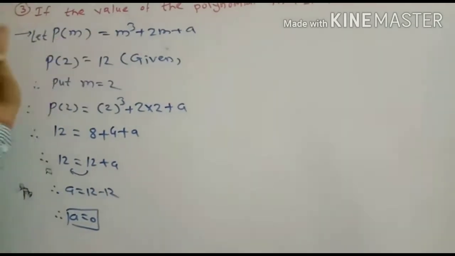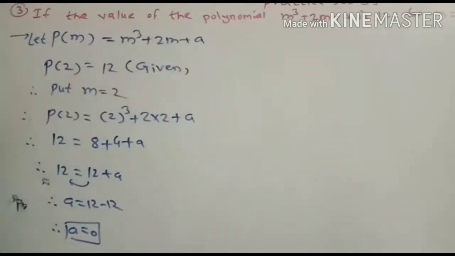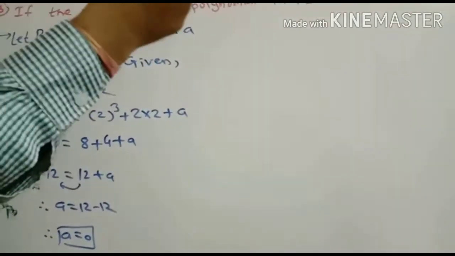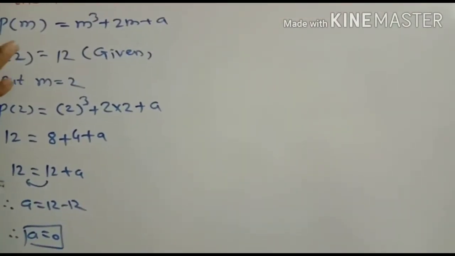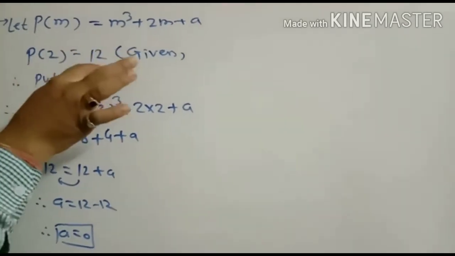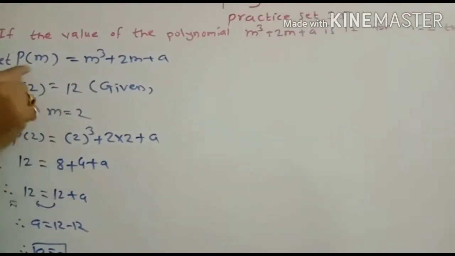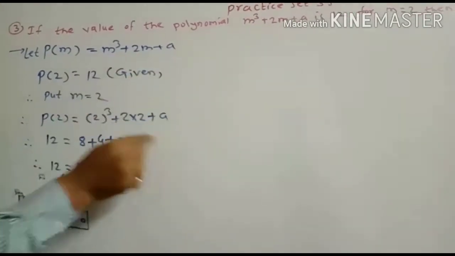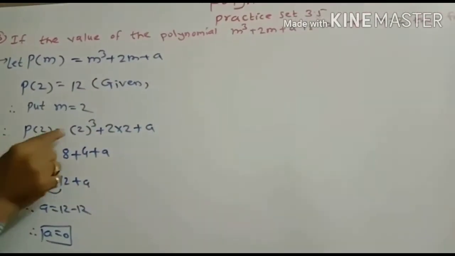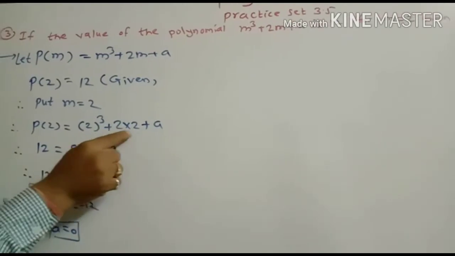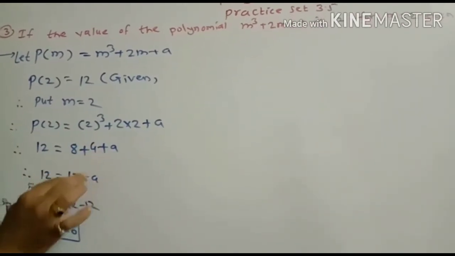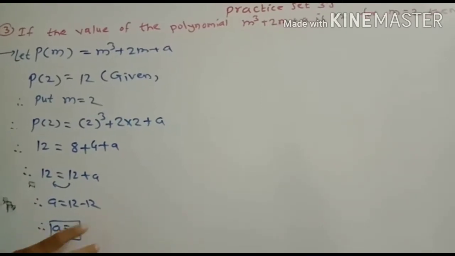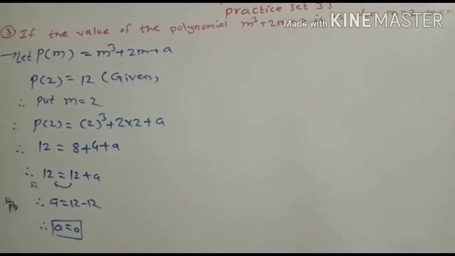Let P of m be m cube plus 2m plus a, therefore the value of the polynomial for m is equal to 2 is given as 12, therefore P of 2 is 12. Put m is equal to 2, P of 2 is equal to cube of 2 plus 2 into 2 plus a. P of 2 is given 12 is equal to cube of 2 is 8 plus 2 2s are 4 plus a, 8 plus 4 is 12 plus a. Plus 12 gets converted to minus 12, 12 minus 12 is 0, and that is the value of a, that is 0.